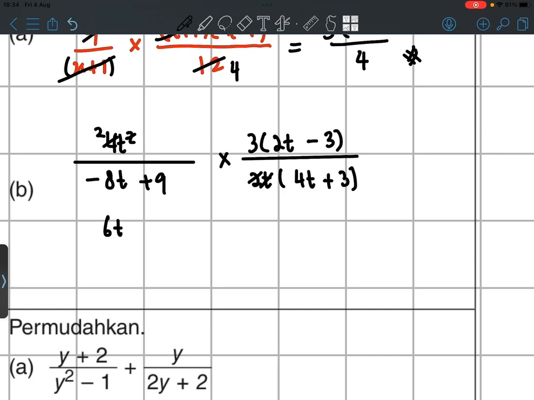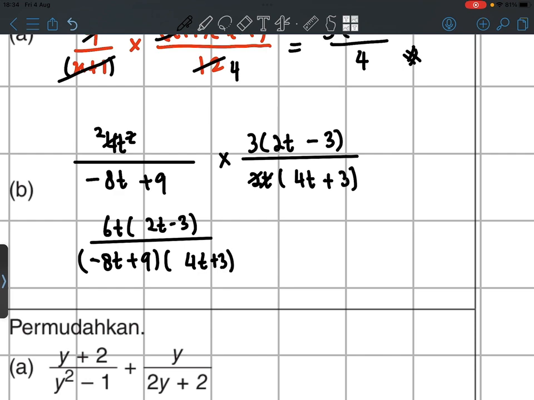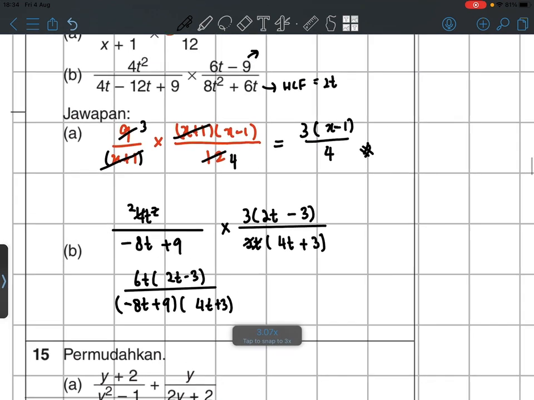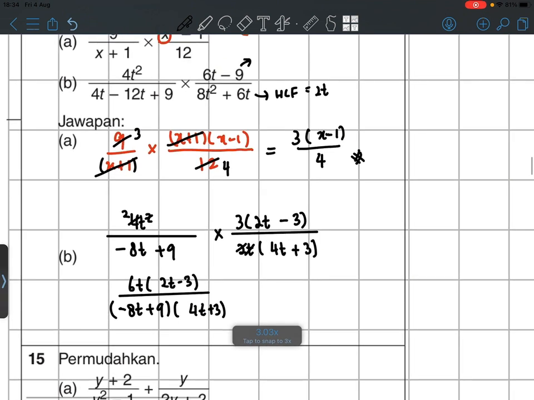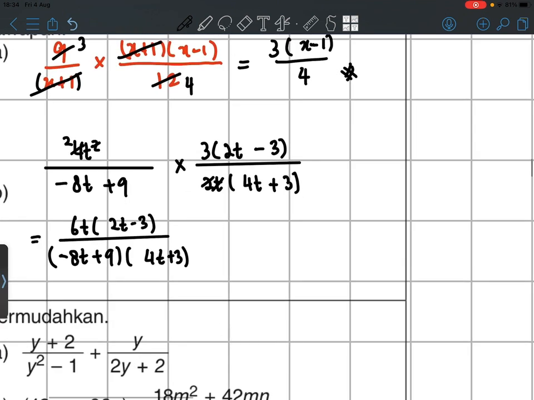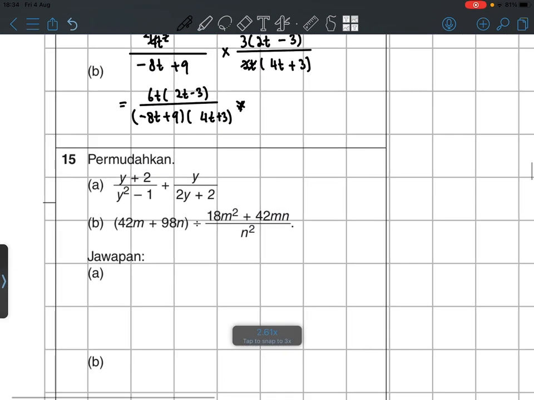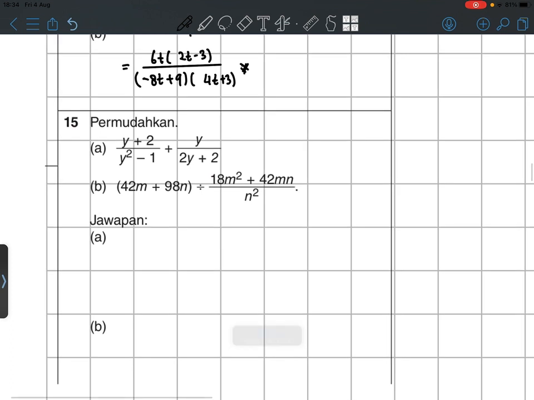So 6t(2t minus 3) divided by (minus 8t plus 9) times (4t plus 3). I don't think we can simplify this further, so I just leave it like that because we can't do anything with the expression. Okay, that's all, it's good enough. So question 50, we need to simplify again.